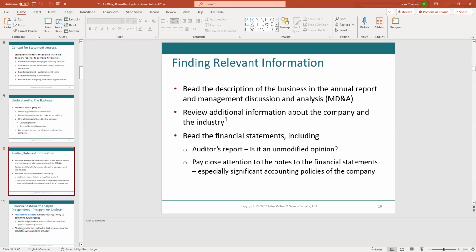Then you have to review some additional information about the company and the industry. Again, don't focus only on the company that you want to invest in itself. Check the whole industry. Check even the current situation in the country that company is currently operating in. Read the financial statements. Start with the audit report. Pay close attention to the notes to the financial statements. Usually, no one reads the notes. Why? Because they're too boring. But that's where you can find the information.